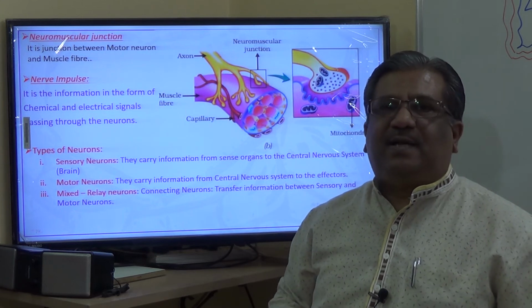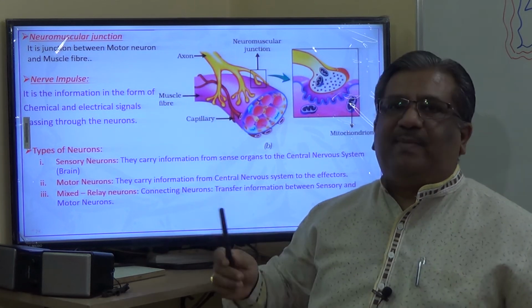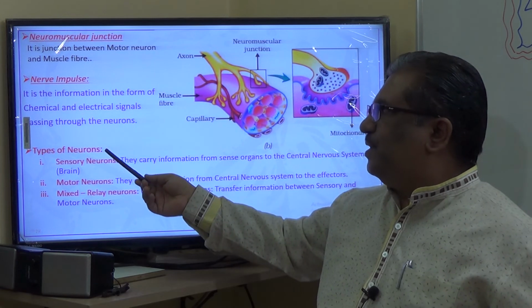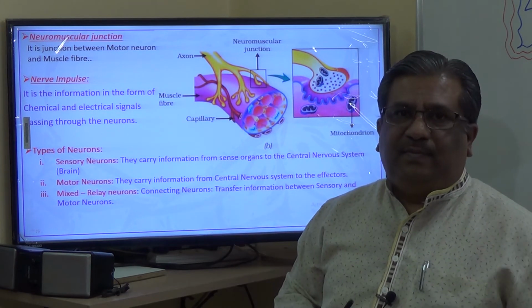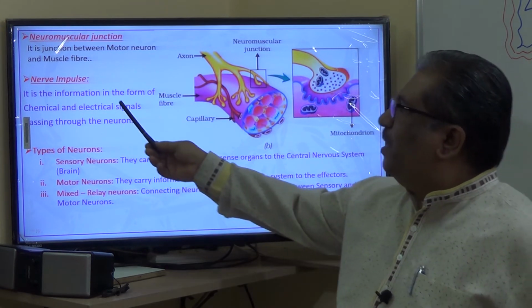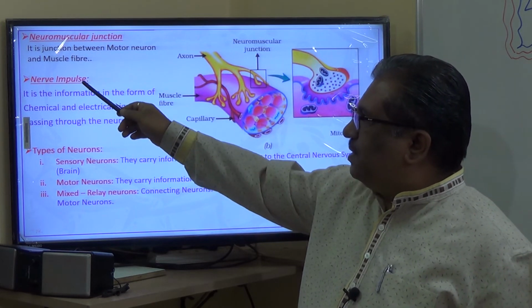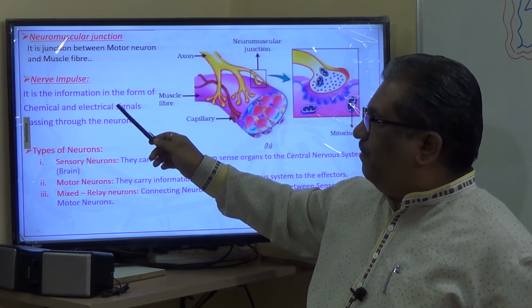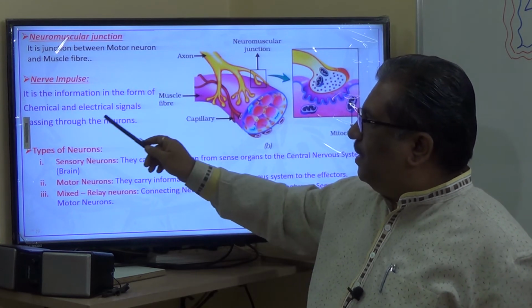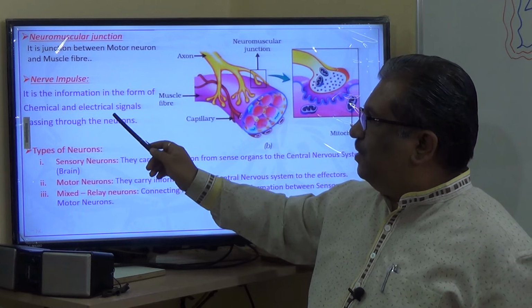I can put it like this also. Nerve impulse is an electrochemical signal that gets transmitted through the neuron. That also I can say. Or it is the information. Nerve impulse is the information in the form of chemical and electrical signals passing through the neurons.